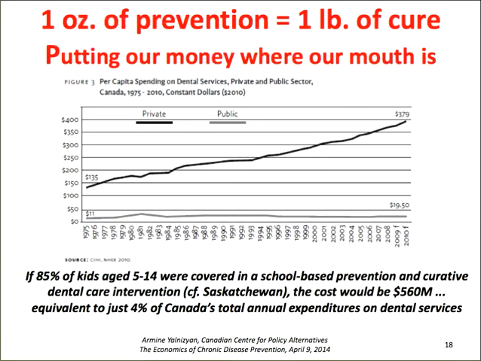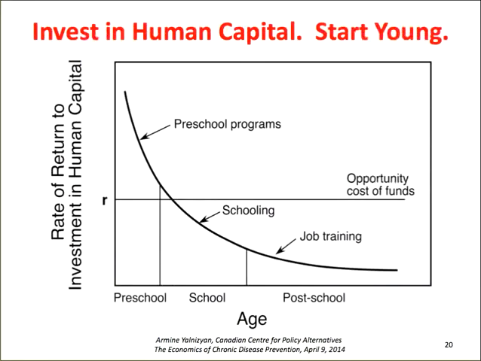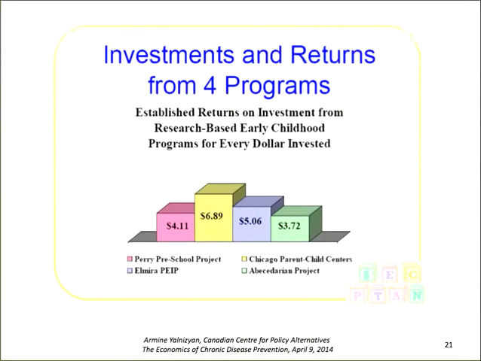manner. We also know that if we invest in human capital and if we start young, the returns on investment are going to be very large. We're going to be hearing about social returns on investment in a moment. So we know that the sooner we invest, the more we can reap the rewards. Here are the rewards for every dollar spent on these 4 different programs. $4.11 were returned on one program, $6.89 on another, $5.06 on another, $3.72 in another. These are all different types of early childhood intervention programs. We reap more than we sow if we sow early.